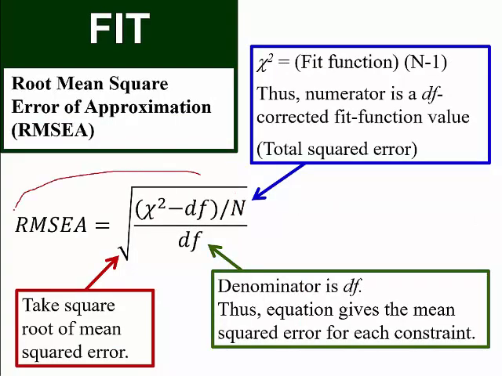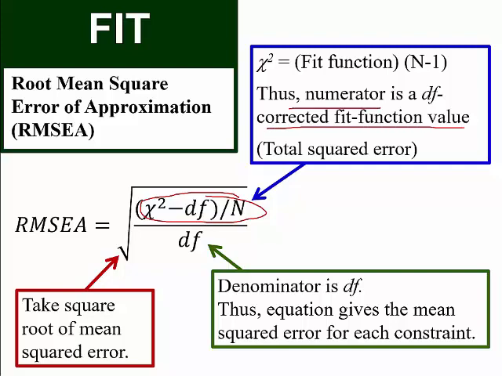And here is our formula for the root mean squared error of approximation. Essentially what we have in this formula, here in this numerator part right here, we can call a degrees of freedom corrected fit function. Recall that the chi-square value, we got that by taking our fit function times our sample size. And so in this formula over here, we're taking our chi-square divided by our sample size.